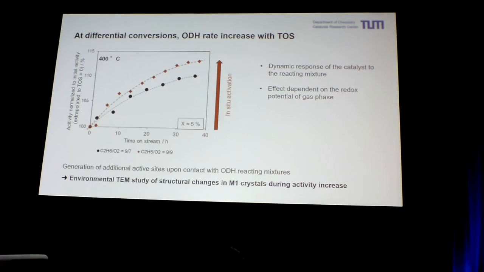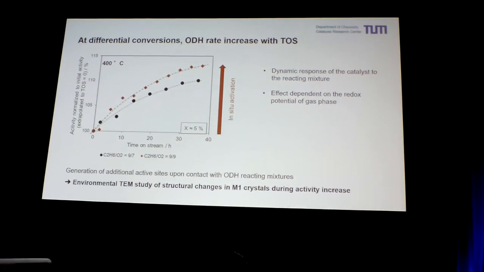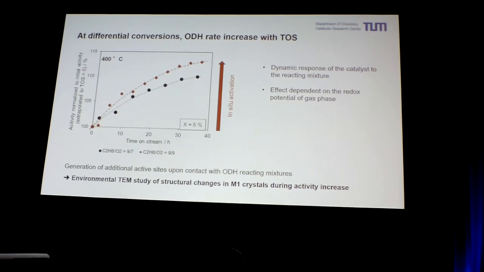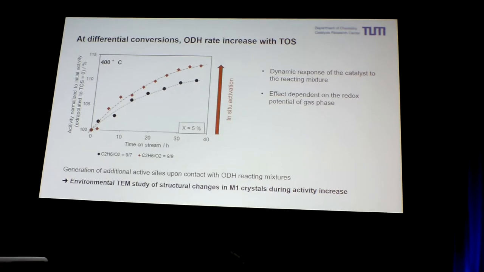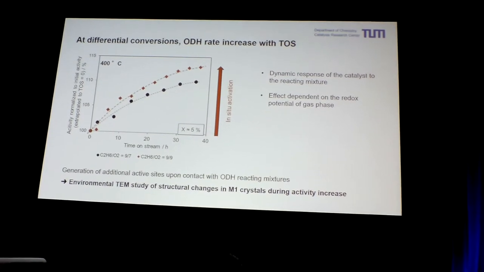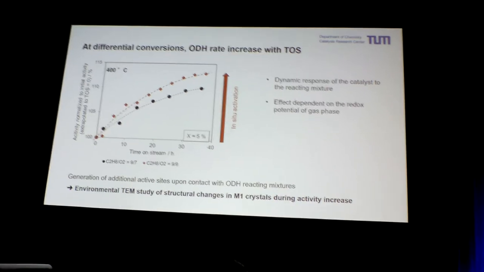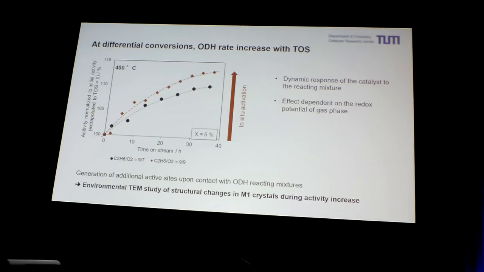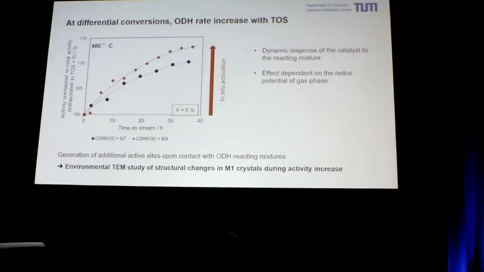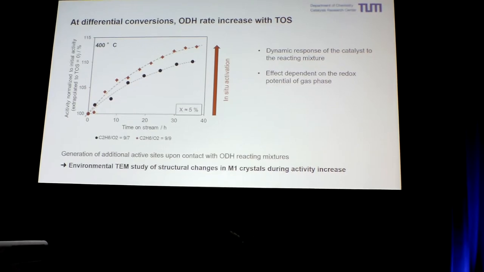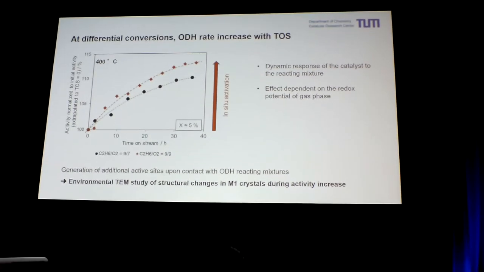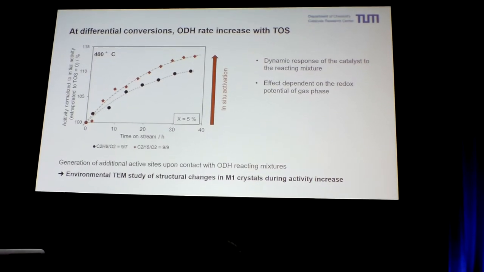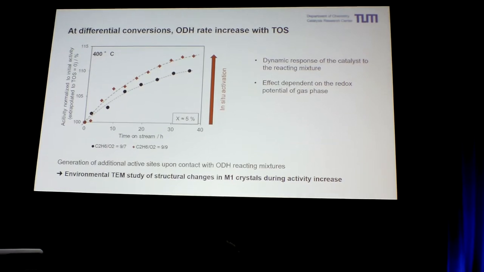So here I'm plotting the activity normalized to the initial activity. We start in both cases at 100%, and we have two curves for the same catalyst in which we have changed the gas mixture, so the redox potential of the gas phase has changed, and we see that the activation increases between 10 and 13% in this first hour. So it seems that the material has a response to the reaction conditions, and we wanted to understand which changes are happening in the M1 particles during these first hours.